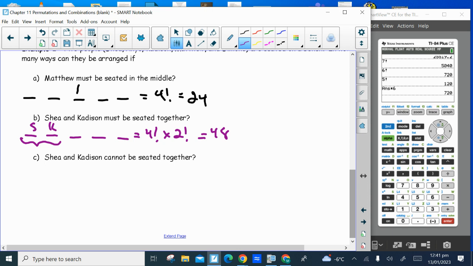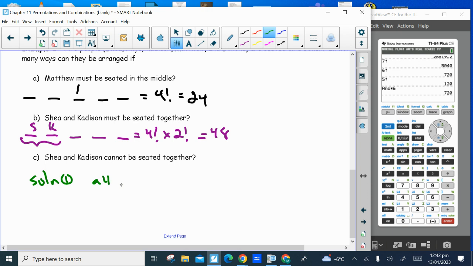Now, part C. What if Shay and Caddison cannot be seated together? There'll be a cat fight. Can't have that. So they've got to be separated. How do we deal with that? Okay, well, we're going to see there's 2 different ways that we can do this. I'll show you both. Solution 1.